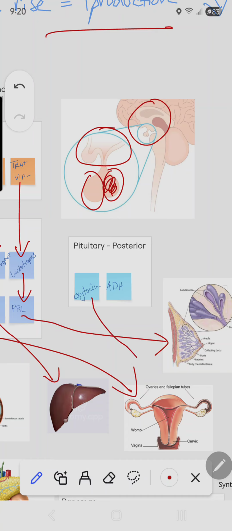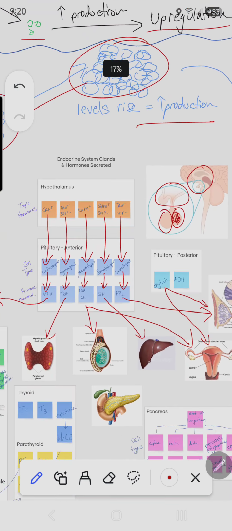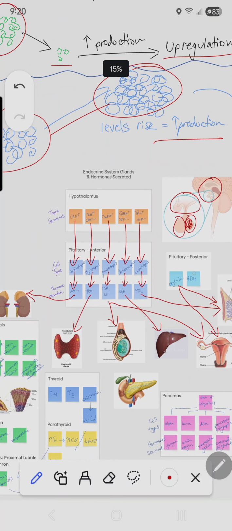Oxytocin is going to help with contraction in the uterus during labor, as well as targets the mammary gland tissue. The other hormone that is produced in the posterior pituitary is going to be your antidiuretic hormone. This antidiuretic hormone is actually going to come all the way around to work on the kidneys.